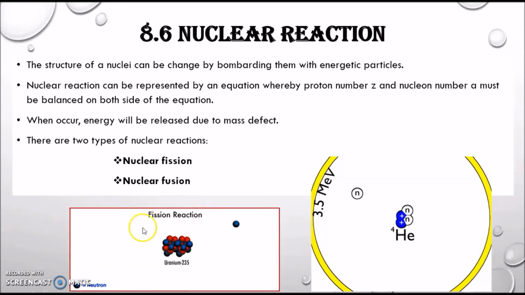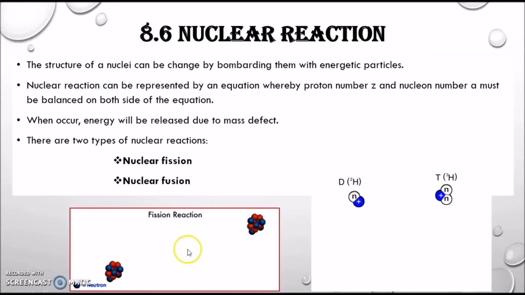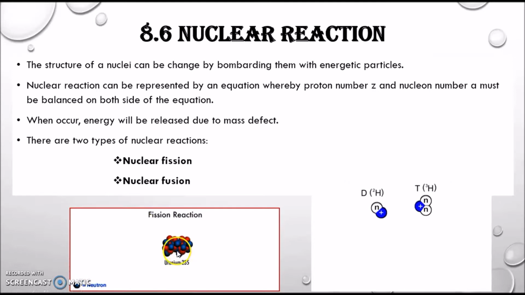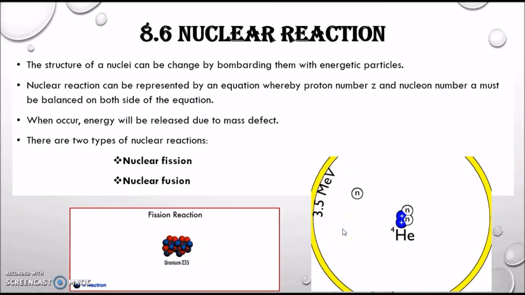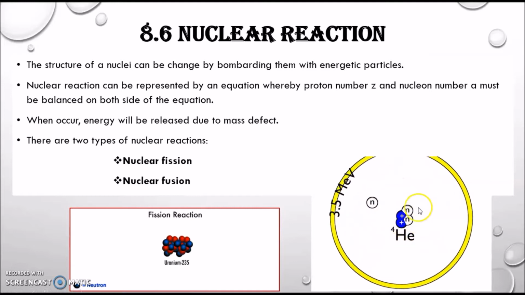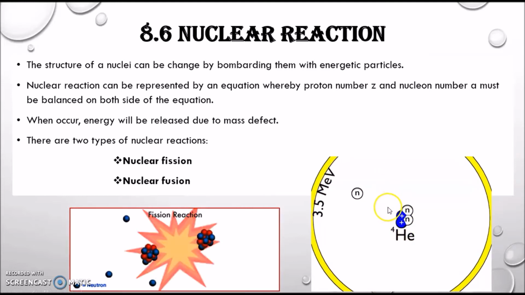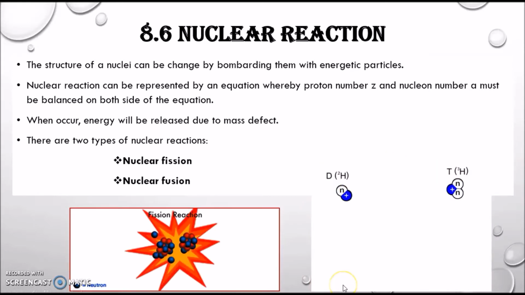From these two animations, we can see that for the fission reaction, we have uranium that is bombarded with a neutron particle and then it will split to form a new element. Meanwhile, for nuclear fusion, we have deuterium and tritium, which are isotopes of hydrogen. They are going to combine together, or fuse, to form helium, and at the same time it will release a neutron particle and release energy.